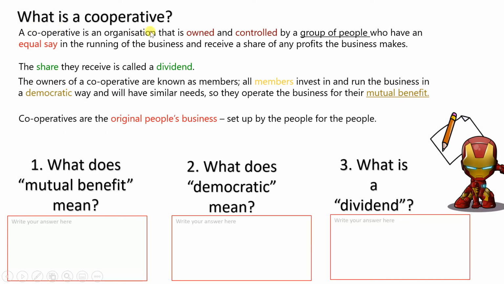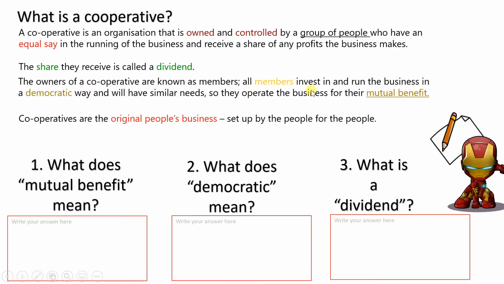Well, first of all, what is a cooperative? A cooperative is an organisation that is owned and controlled by a group of people who have an equal say in the running of the business and receive a share of any profits the business makes. The share they receive is called a dividend. This is a word we've covered before. The owners of a cooperative are known as members.